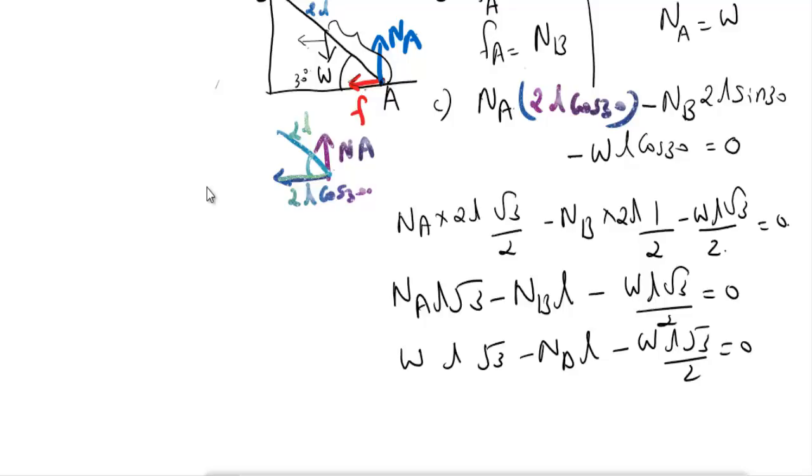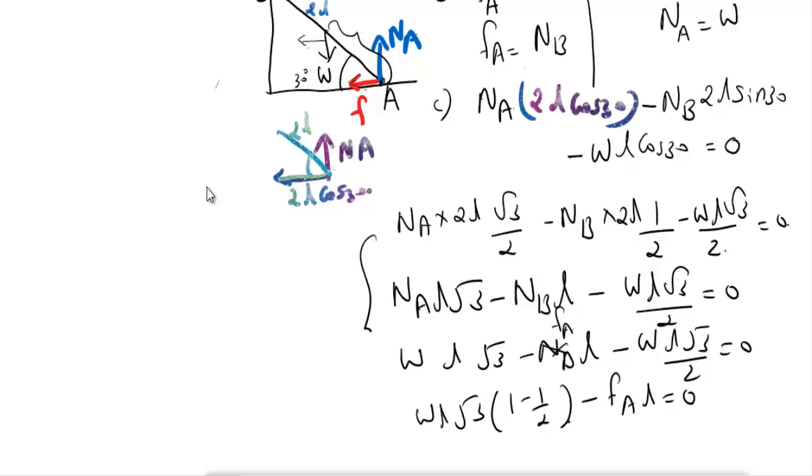Here NB we can substitute as FA also. So I am representing NB as FA. Substituting these values, we will get the value of FA. WL root 3 is common, 1 minus 1 by 2, minus FAL equals 0. The rest of the calculation we can do downward.